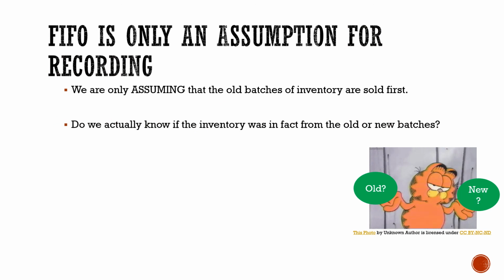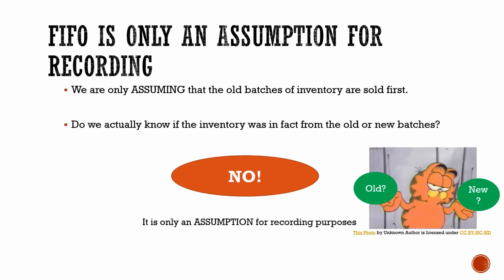Here's the last reminder about FIFO. We are only assuming that the old batches of inventory are sold first. Do we actually know if the inventory was in fact from the old or new batches? No. It is only an assumption for recording purposes.